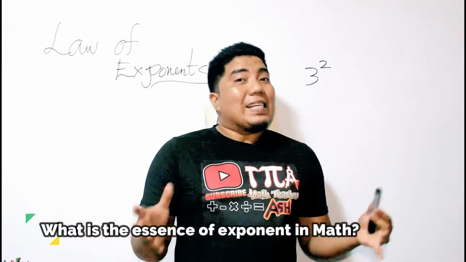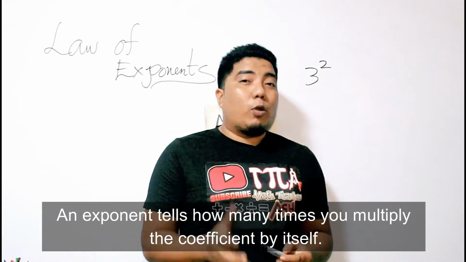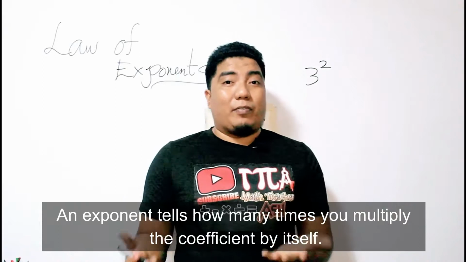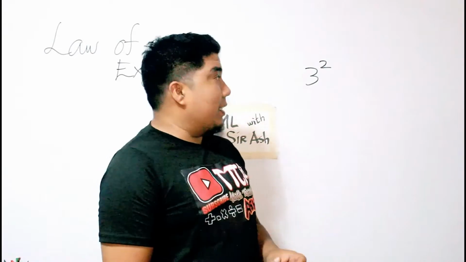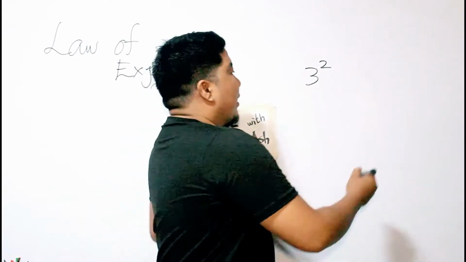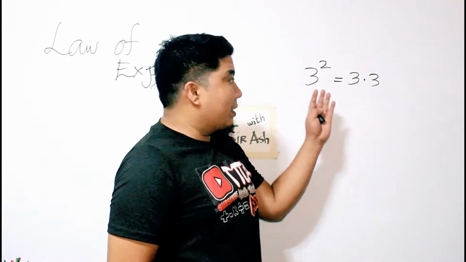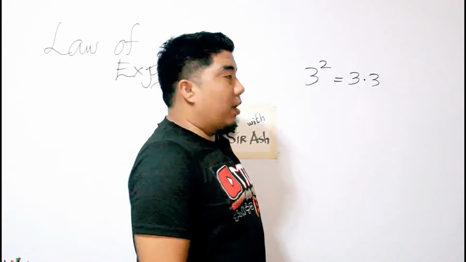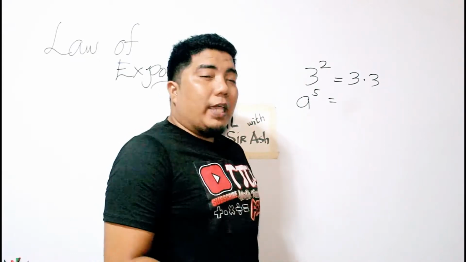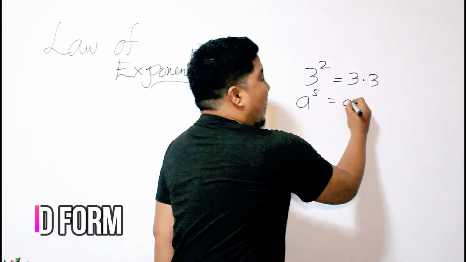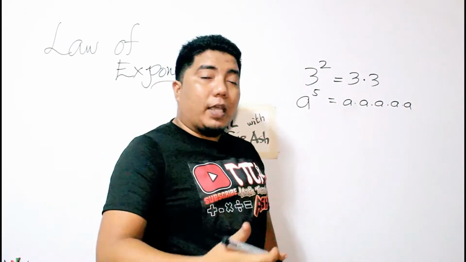How does the exponent signify in mathematics? Exponents will tell you how many times you will multiply the given number to itself. Example, 3 to the power of 2, as this may be read, or 3 squared, means that you will multiply it 2 times to itself. If you have a variable like a to the power of 5, or a to the 5th power, it means that you will multiply a 5 times to itself. So that is a times a times a times a times a.